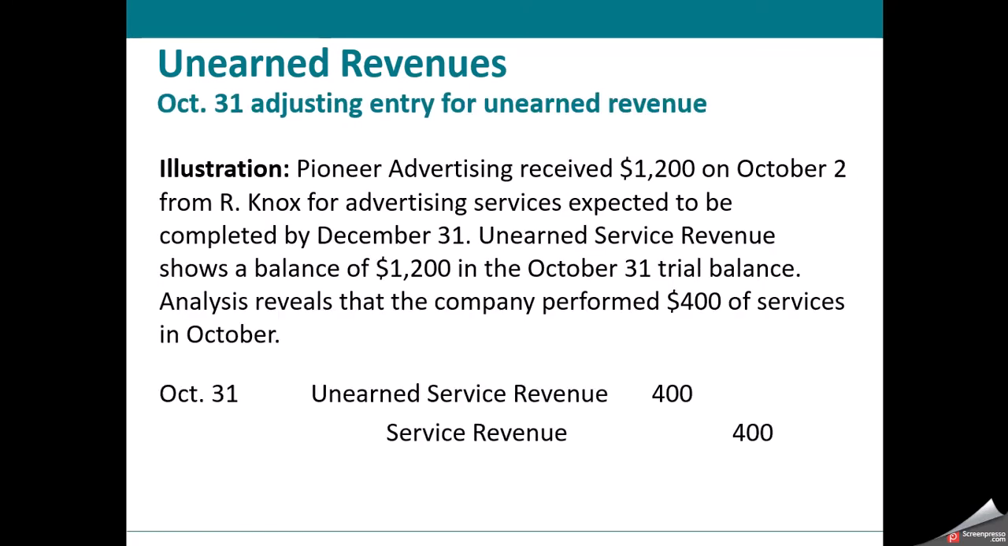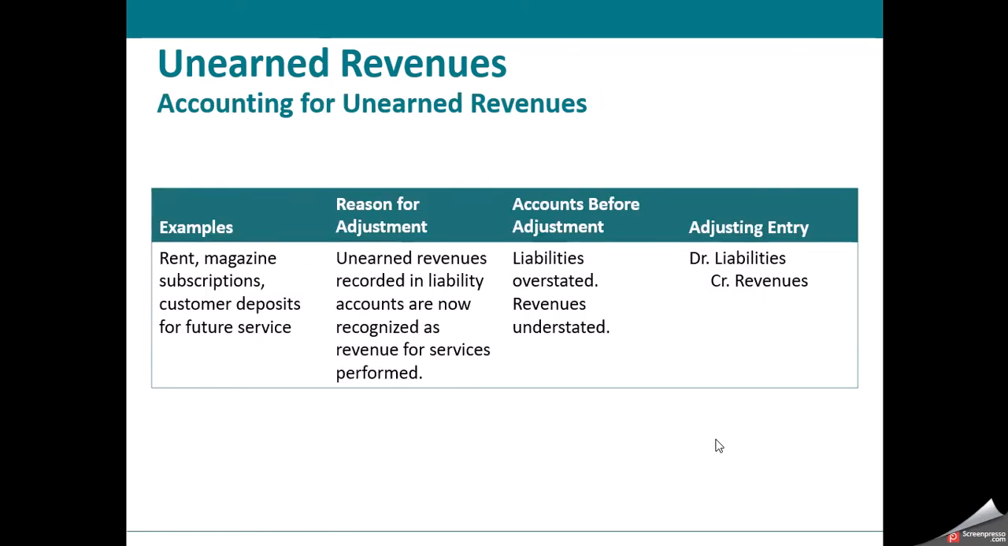So here's an example. Pioneer Advertising receives $1,200 for advertising services expected to be completed by December 31st. The unearned service revenue shows a balance of $1,200 on the October 31st trial balance. An analysis reveals that the company has actually performed $400 worth of those services in October. So we're going to debit the unearned service revenue, which again was a liability, so this reduces our liability. Then we're going to recognize the revenue by crediting it for $400. Again, revenue is normally a credit balance. That's what increases it.